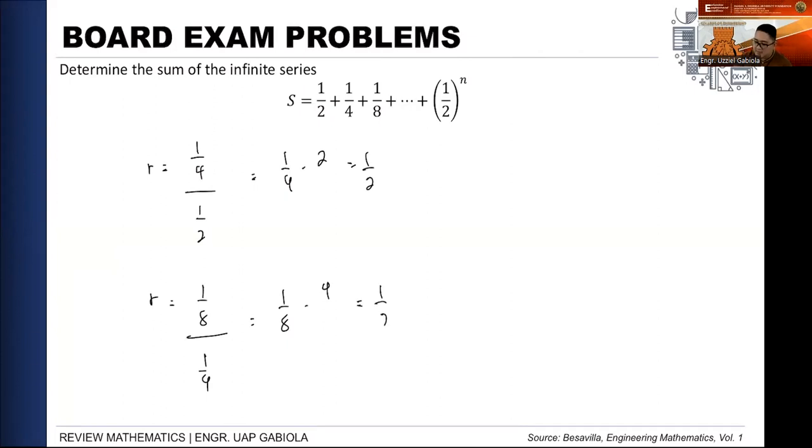Since r is less than 1, no, we can use the formula s is equals to a1 over 1 minus r. Okay? So sum is equals to a1 natin is 1/2 all over 1 minus 1/2. So 1/2 over 1/2, yung s natin is equals to 1. Okay?